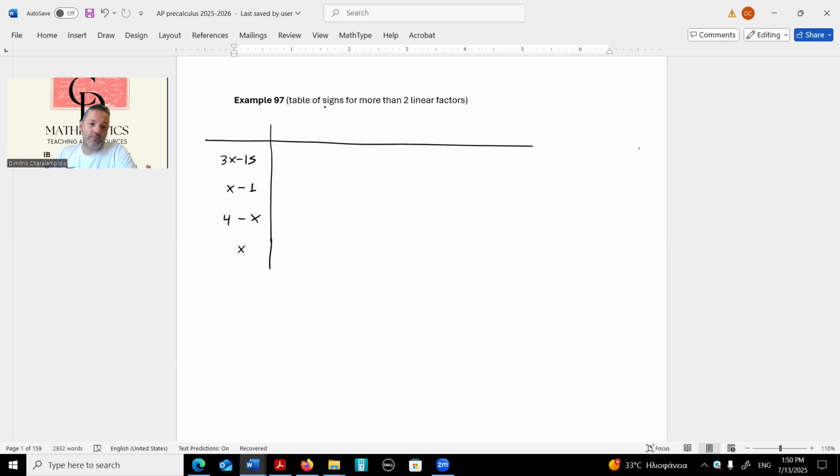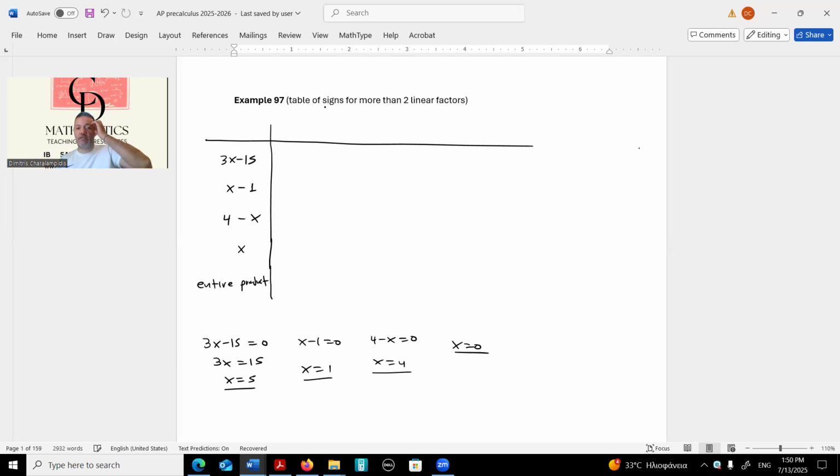We need the zeros. And then down there, I'm going to put the entire product, all of those. Let's begin by finding the zeros. 3x minus 15 is 0, so 3x is 15, x is 5, one of the zeros. X minus 1 is 0, so x is 1. 4 minus x is 0, so x is 4. And finally, x is 0 is that 0 itself.